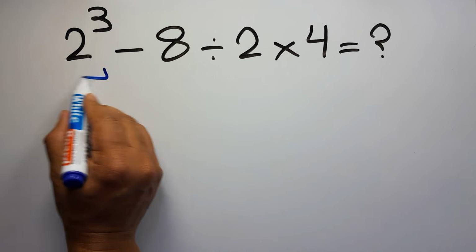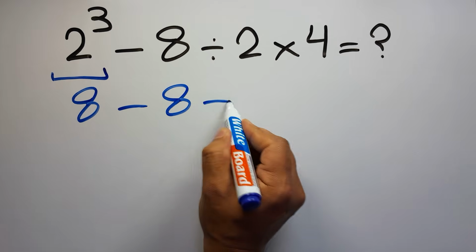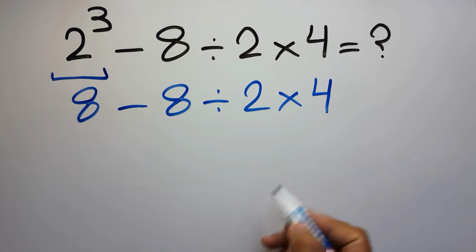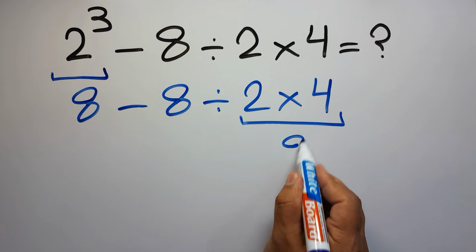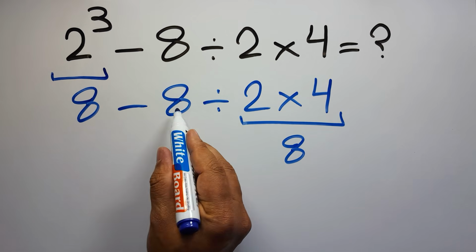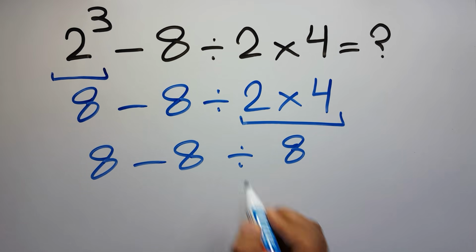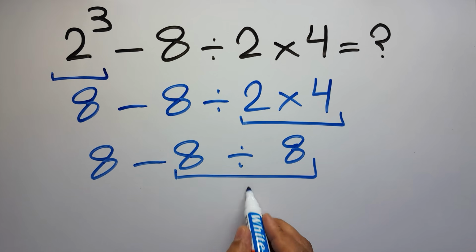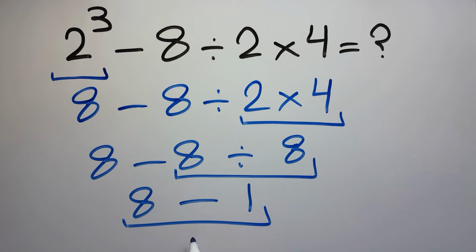2 cubed gives us 8. So we have 8 minus 8 divided by 2 then times 4. Now we do this multiplication. 2 times 4 gives us 8. So we have 8 minus 8 divided by 8. Now 8 divided by 8 is just 1. So we have 8 minus 1, which equals 7.